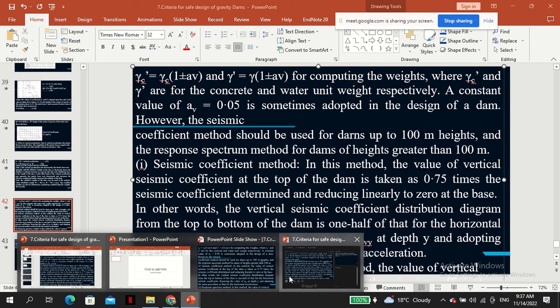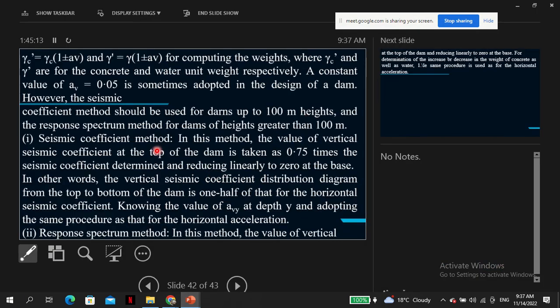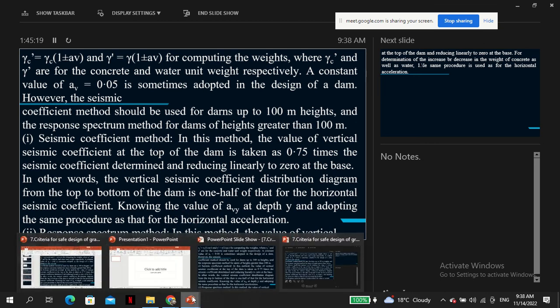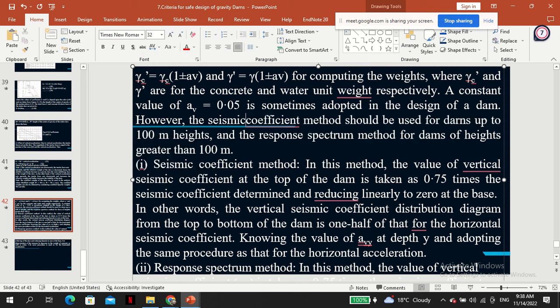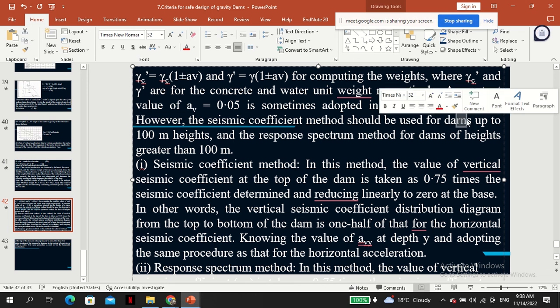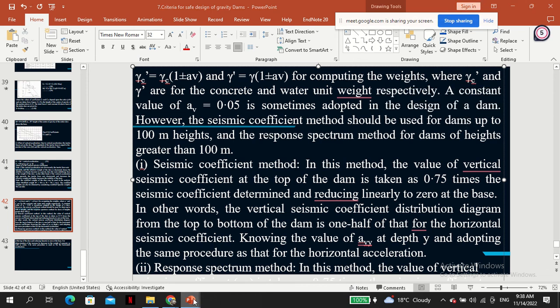However, the seismic coefficient method should be used for dams up to 100 meters height. So this is a caveat on when these values are used.